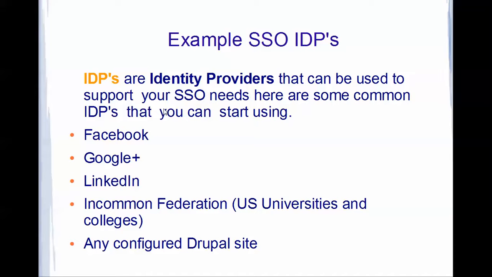I might have said it already, but IDPs is a terminology within the SAML community and SSO. They're identity providers. These are the people who maintain the user account information that you want to allow access to your site from. Examples are Facebook, Google, LinkedIn. Here's a big one, InCommon Federation. Again, Georgia Tech is part of the InCommon Federation. And also any other Drupal site, if configured properly.